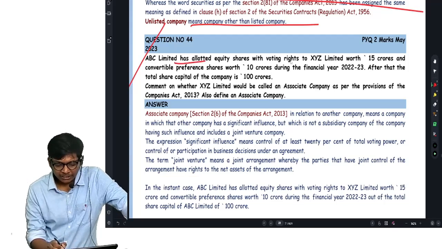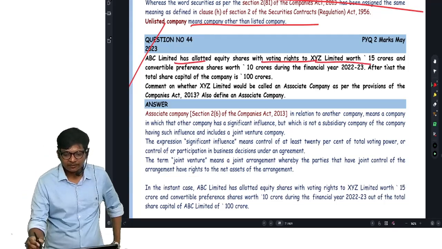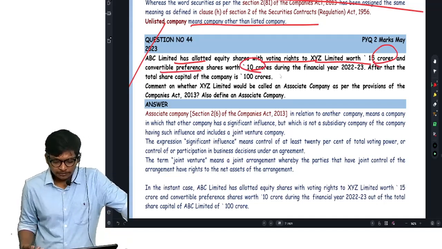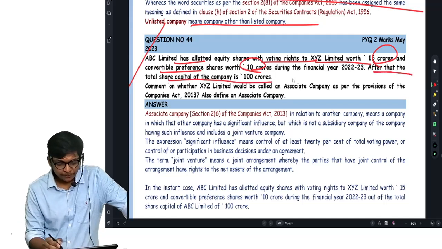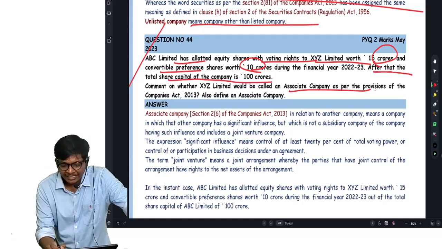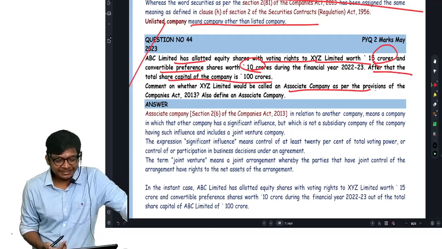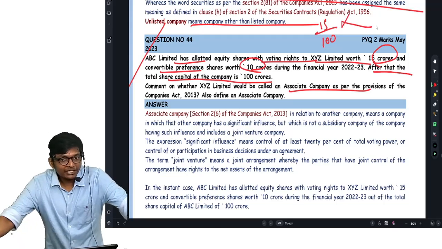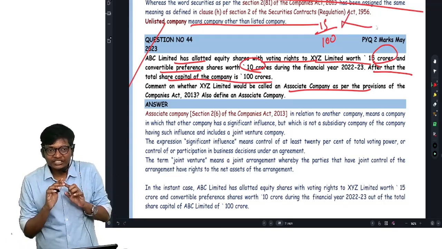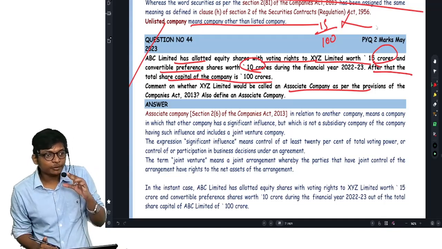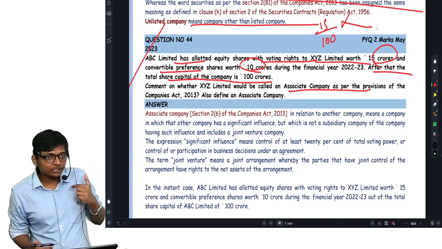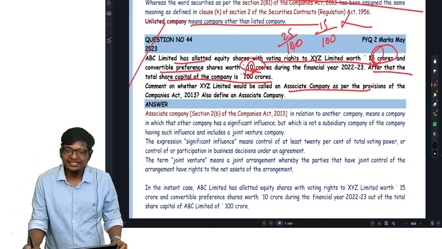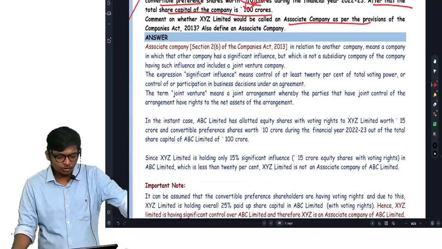ABC has allotted equity shares with voting rights to XYZ worth 15 crores and convertible preference shares of 10 crores. After that, the total share capital of the company is 100 crores. Are they an associate company? Yes, because first you will see 15 by 100 and say no. But for an associate company, you should take equity shares and convertible preference shares because they are going to be converted. That means voting power is going to be given. So I will take 15 plus 10. How much? 25 by 100. Are you all getting it, guys? Clear? Any doubts in this?